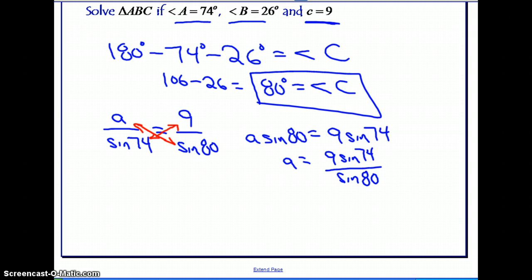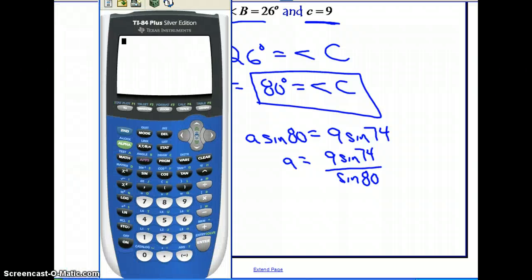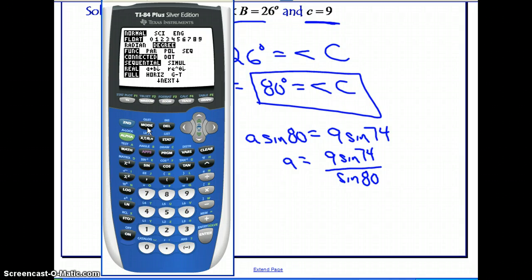All right, at this point we need a calculator. Eyes on your calculator. We're back to degree. Let's see if we can pull up that calculator. Bring that onto the screen. So your calculator, our mode is in degrees. Just check that out and make sure you are in degrees. Yep, we are. And now let's take this 9 sine of 74, and we'll divide it by the sine of 80. And this should give me side A.